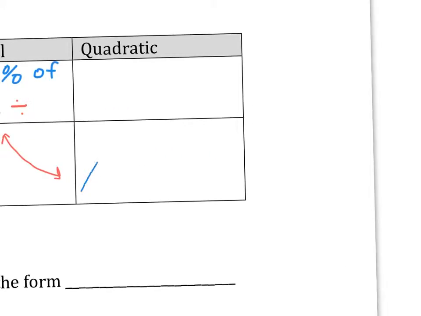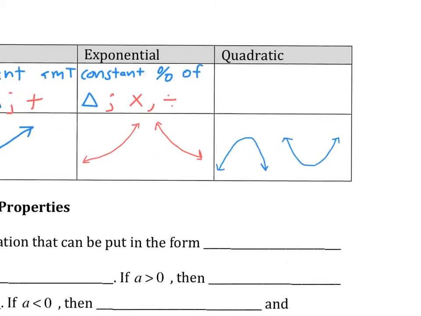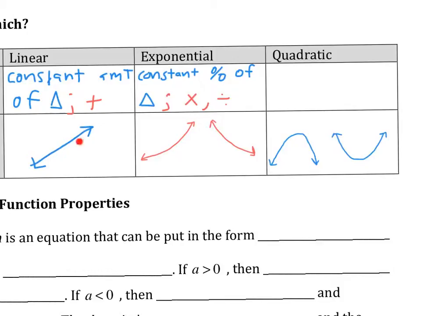Now, a quadratic might be easier for us to look at the situation first. If I were to toss a ball up in the air to my friend over there, then it would look like this, the path of the ball. But we could also have something sagging like so. And what's the major difference between the graphs so far? Notice this one has constant growth. So does this one, constant growth or constant decay?